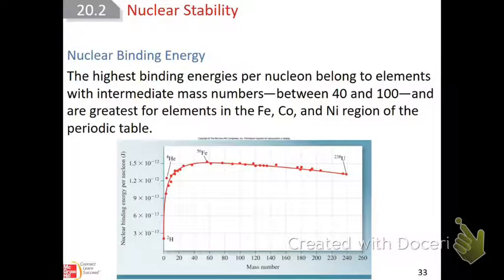Okay, and you can see on this chart, which is also in your textbook, that the highest binding energies are going to be those elements between 40 and 100, right smack in the middle of the table. Starting with zirconium, lead, those are the most stable, as far as radioactivity goes, stability.